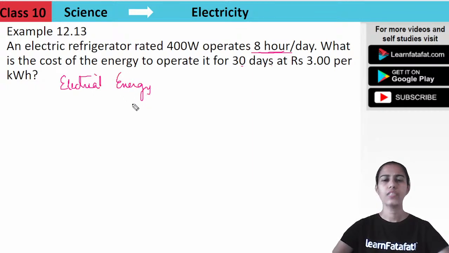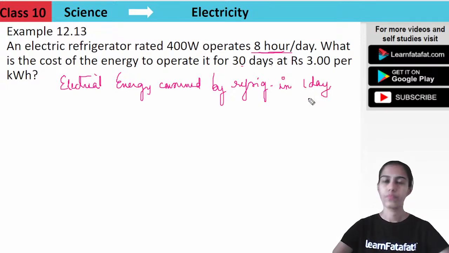I will find... okay, electrical energy consumed. I hope the spelling is correct, please check. So electrical energy consumed in 1 day, if I want to calculate, how much energy will the refrigerator consume in one day? What is the formula of electrical energy? P into T. The power is 400 watt.